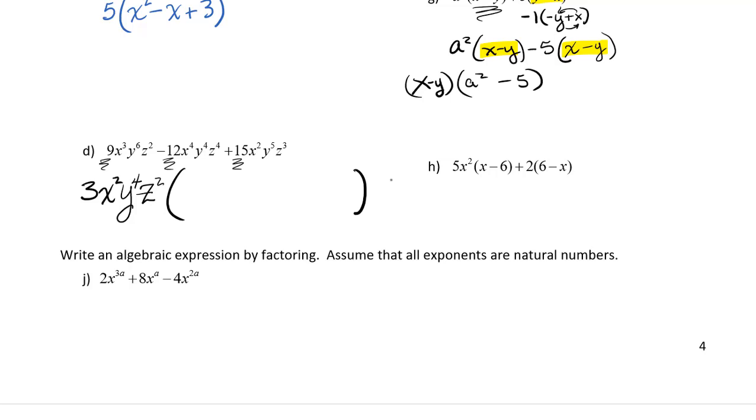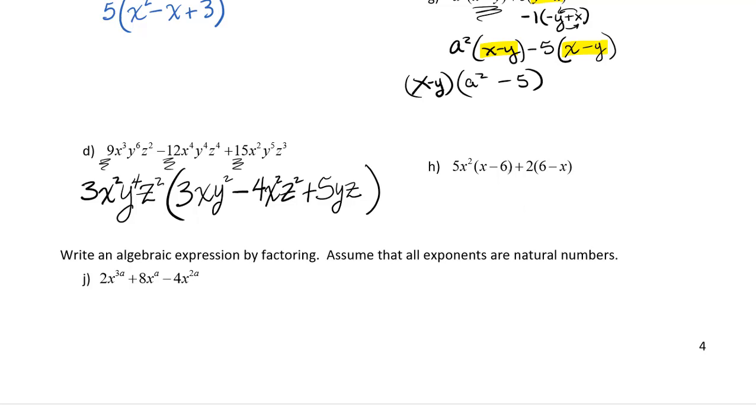Now I have to think about what's left over. 9 divided by 3 is 3. X to the 3rd divided by x to the 2nd is x. Y to the 6th divided by y to the 4th is y to the 2nd. Z to the 2nd divided by z to the 2nd is just 1, so that one's divided out. Negative 12 divided by 3 is negative 4, and we just keep this process going. X to the 4th divided by x to the 2nd is x to the 2nd. I'm running out of room. Y to the 4th divided by y to the 4th is 1. Z to the 4th divided by z to the 2nd is z to the 2nd. 15 divided by 3 is 5, and it's positive. X to the 2nd divided by x to the 2nd is 1. Y to the 5th divided by y to the 4th is y to the 1st. Z to the 3rd divided by z to the 2nd is just z. And those are my terms left inside the parentheses.